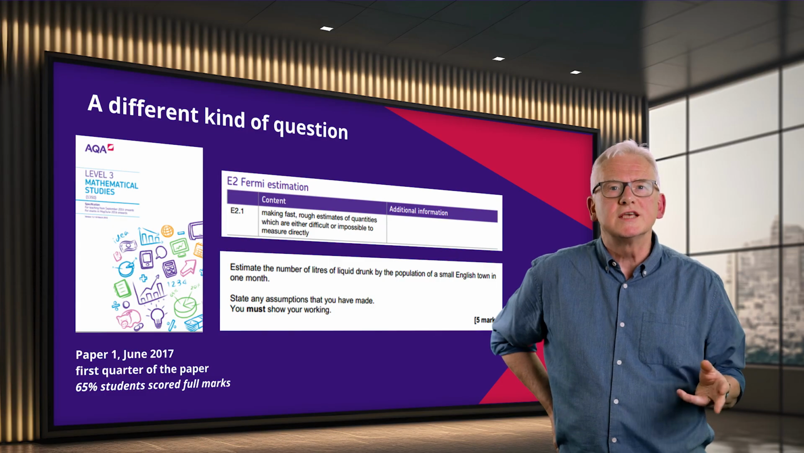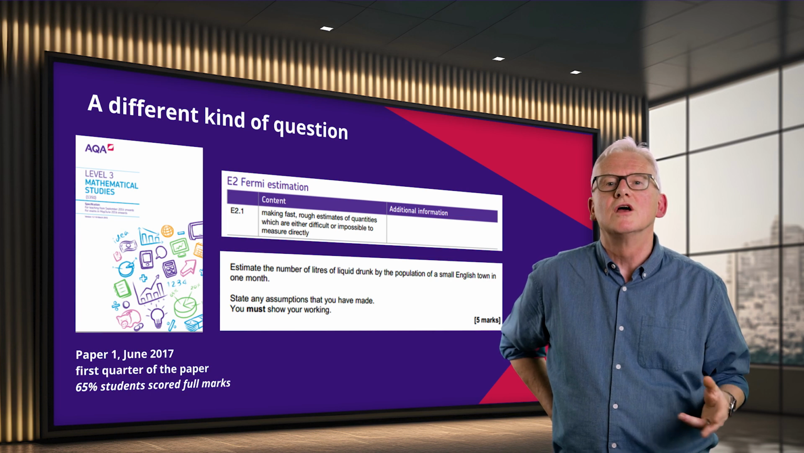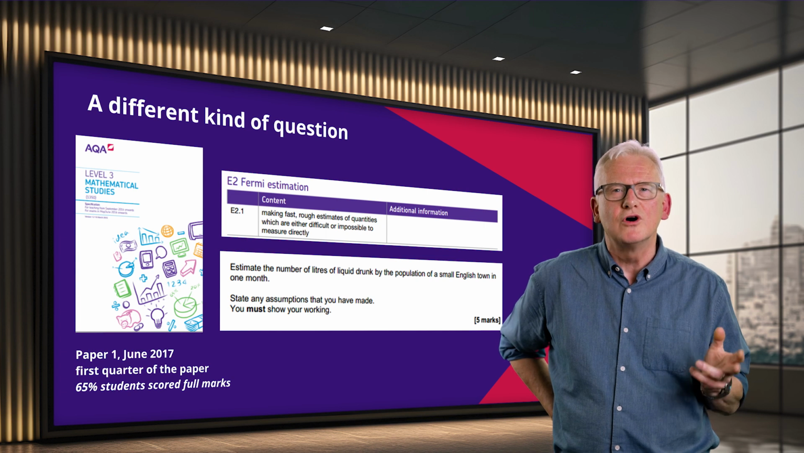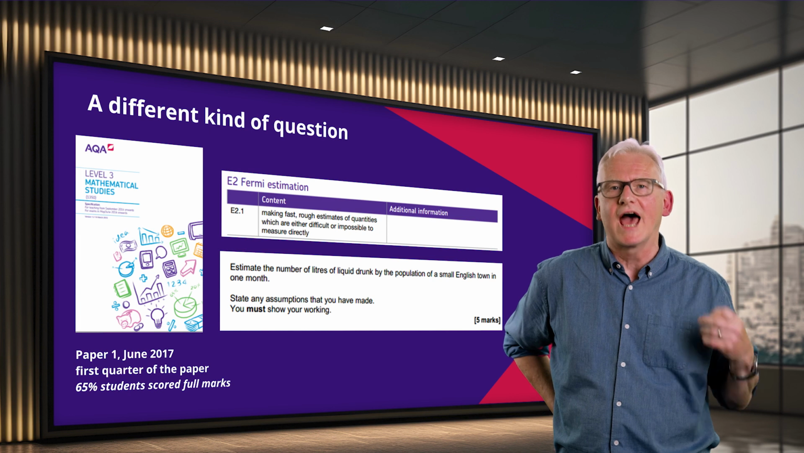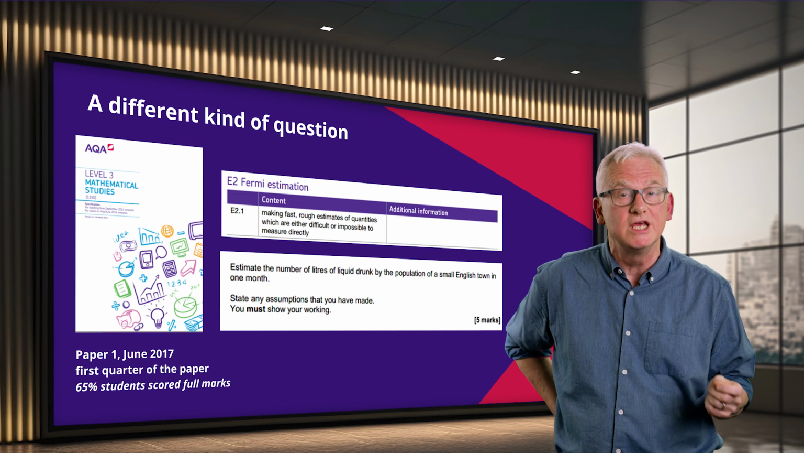A good example is from our Level 3 Mathematical Studies qualification, our core maths qualification, where one of the requirements of the specification is for students to make fast, rough estimates of quantities and calculate with them. So here's the question. Students are being asked to estimate the amount of water drunk by the population of a small town in a month. Of course, we're not expecting accurate answers here, and a method accuracy mark scheme just wouldn't work. So let's have a look at the mark scheme we did use for this question.